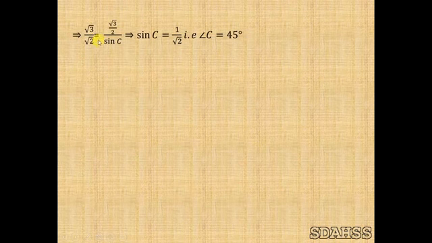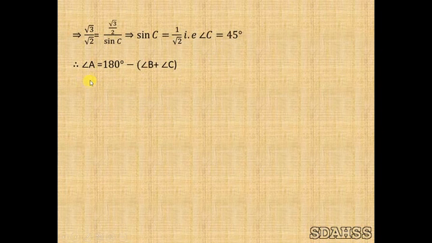Root 3 by root 2 is equal to sin 60. The value of sin 60 is root 3 by 2, divided by sin C. Cancel the common factor. Root 3 cancel. On simplification you will get 1 by root 2. Sin C is equal to 1 by root 2. So angle C is equal to 45 degrees.